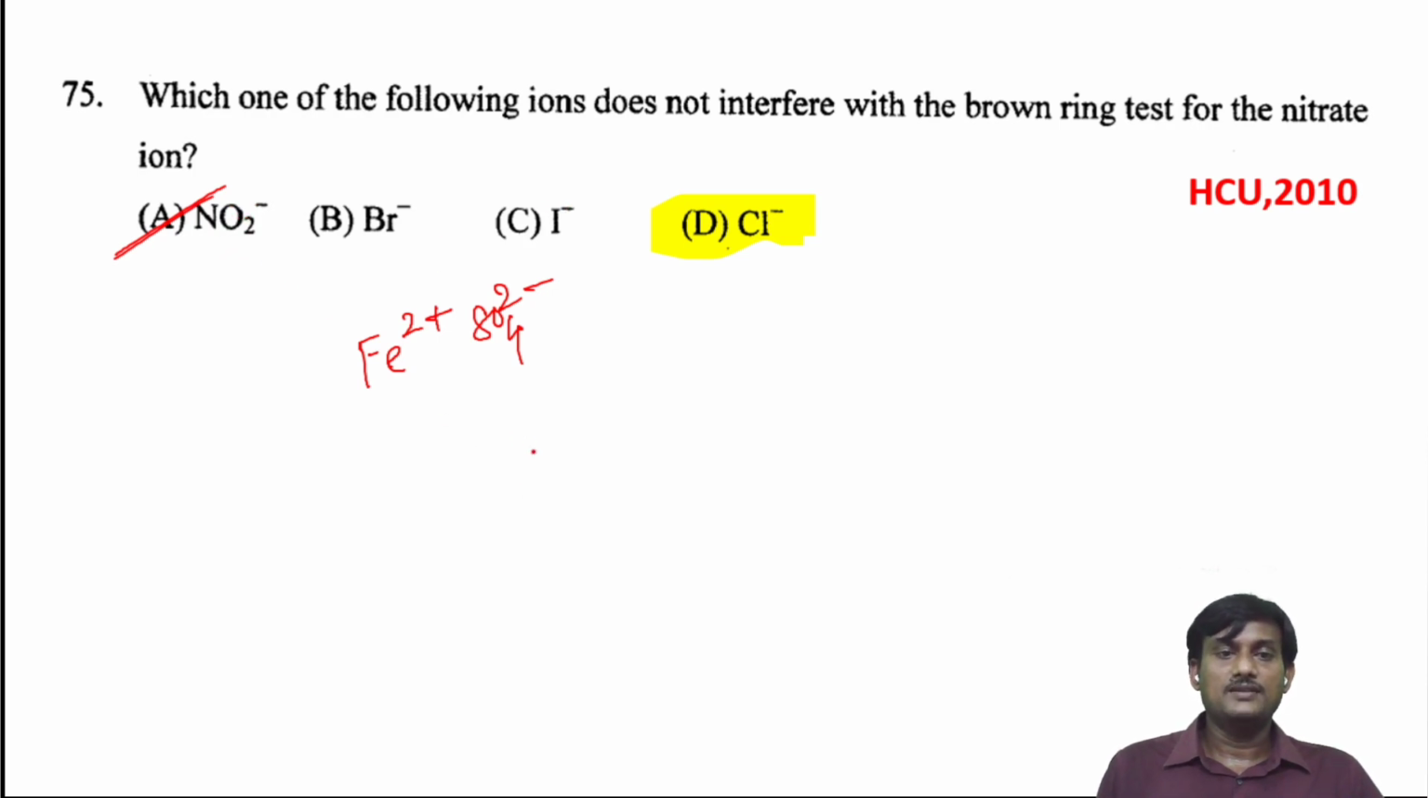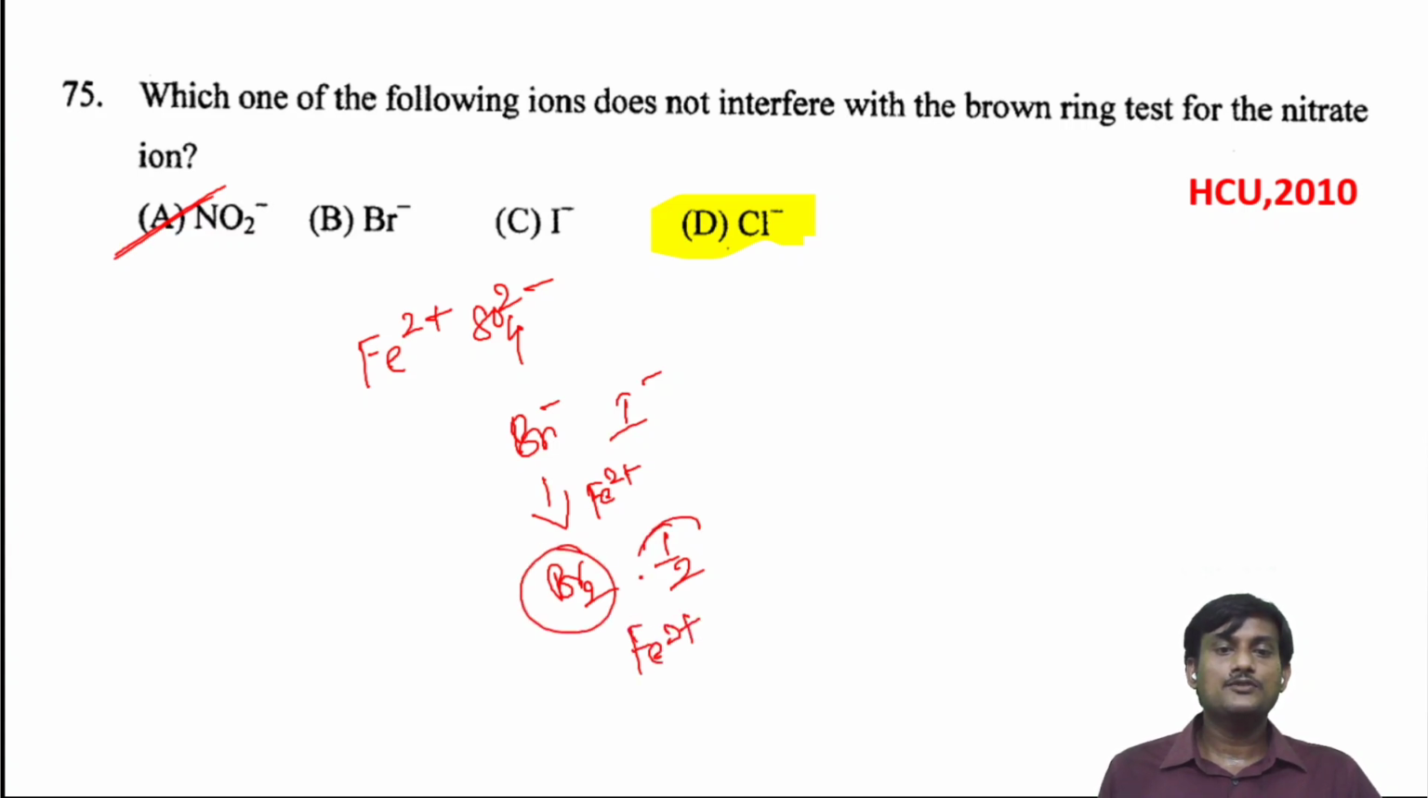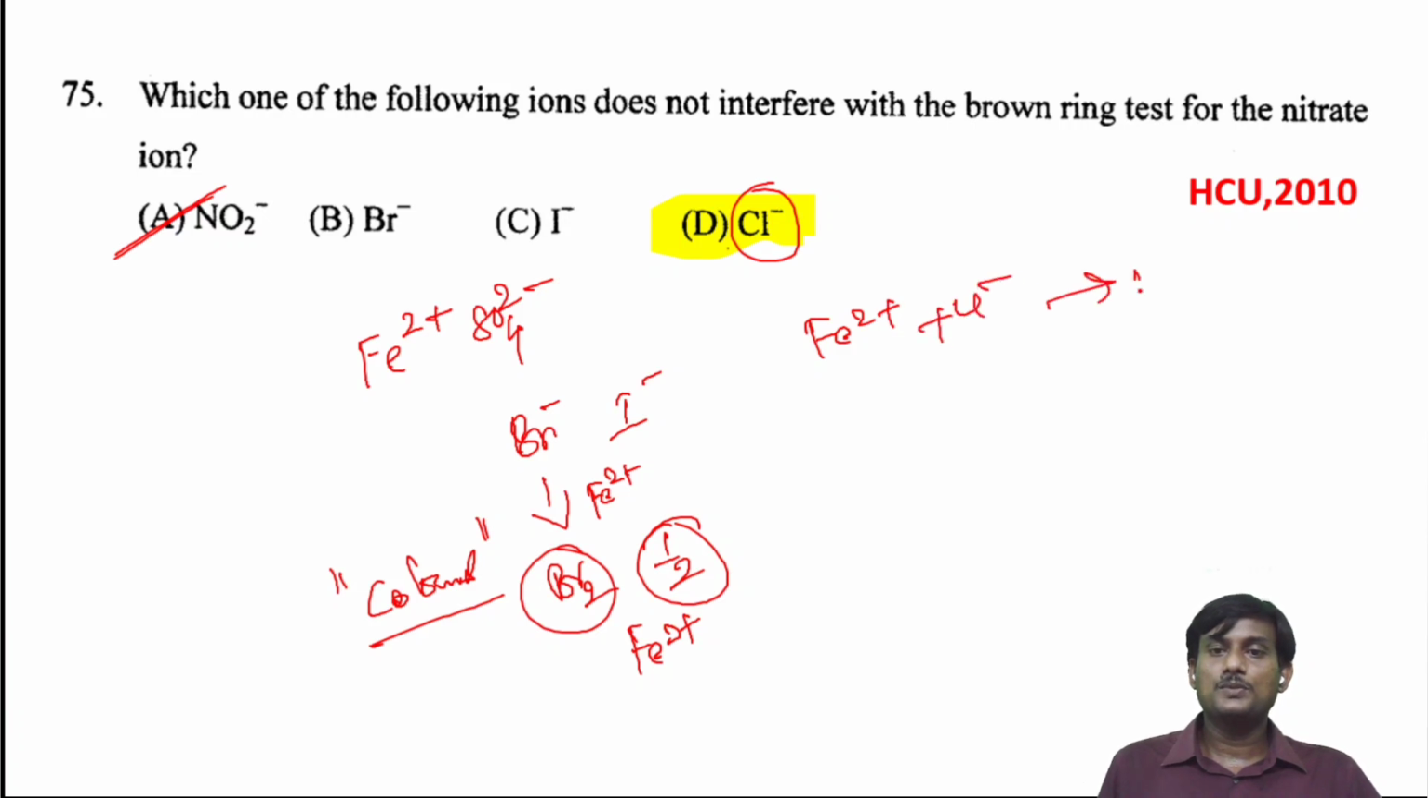And Br minus and I minus, these two will be oxidized to Br2 and I2 in the presence of Fe2 plus, and the Fe2 plus will be converted into Fe3 plus. So there is a release of colored gases. These colored gases interfere with the brown ring test. But in the case of Cl minus, here also Fe2 plus will be converted into Fe3 plus, and there is a release of Cl2, but it's not a colored gas, so it cannot interfere with the brown ring test.